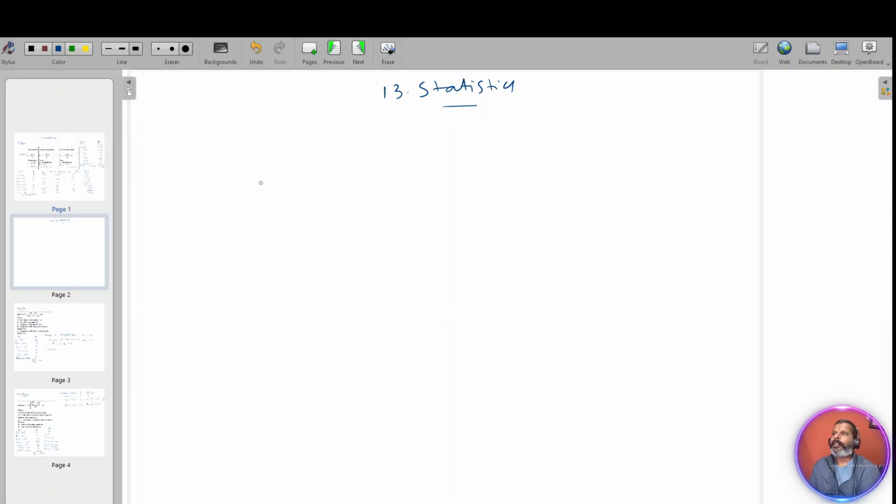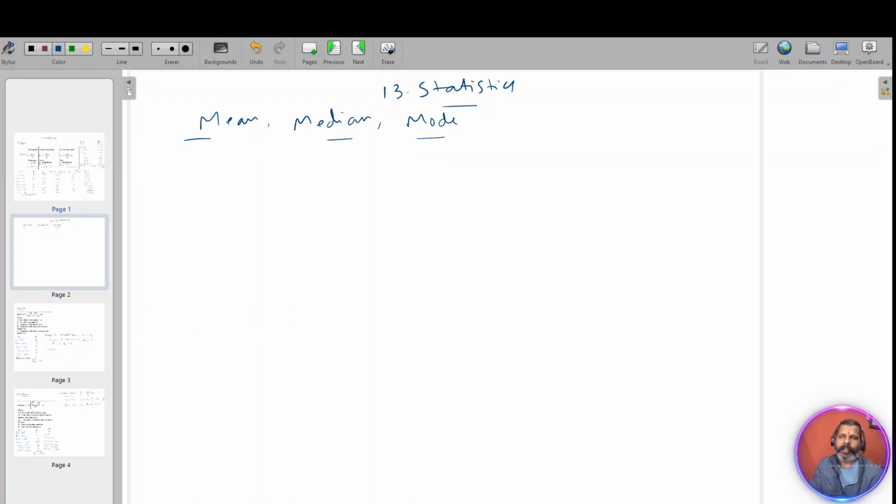Hello students, in this class we will see statistics chapter 10 standard. It deals with different central tendency measures. They are called mean, median, mode. You have seen these three parameters since class 8.